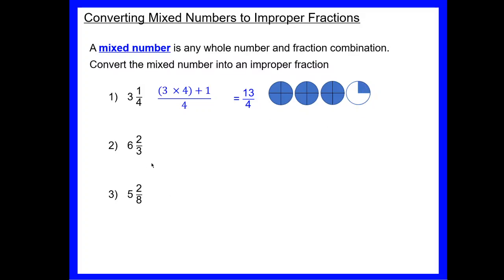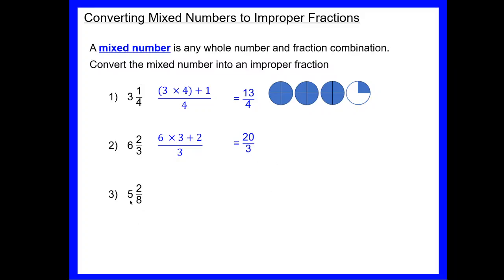Okay, let's have a go with the second one then, following that rule. So we're going to do the whole number multiplied by the denominator, add the numerator. So 6 times 3 is 18 plus 2 is 20, and that's going back over our 3 as that's our denominator. So you can see the denominator is the same all the way along. So we've got 20 out of 3 or 20/3, however you prefer to say it.